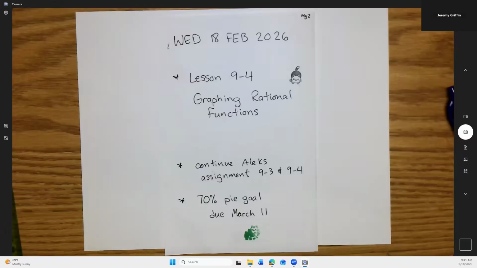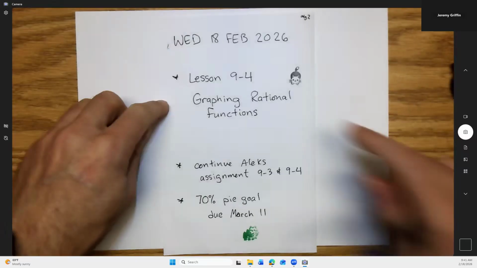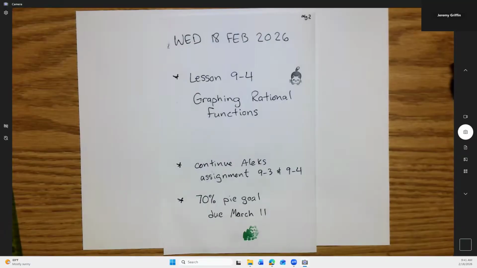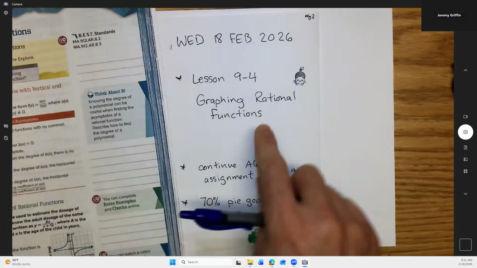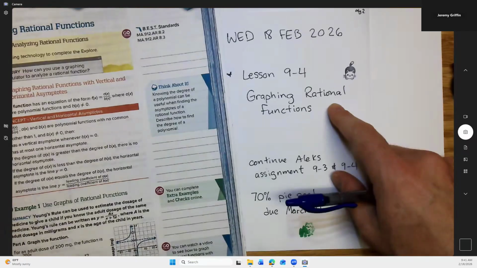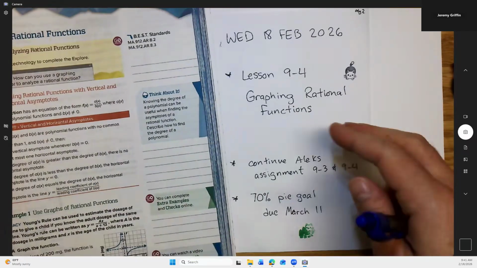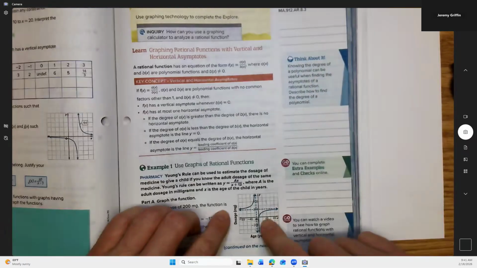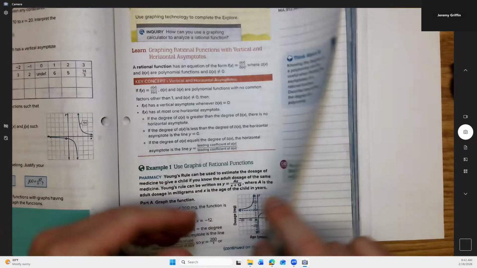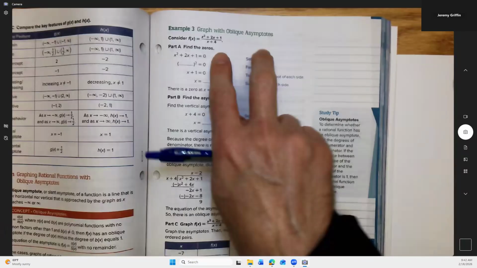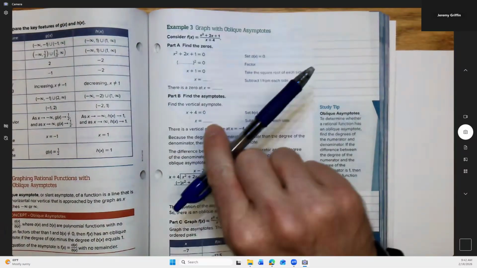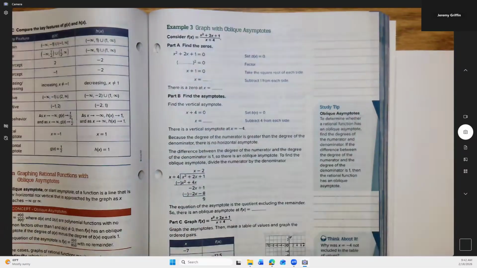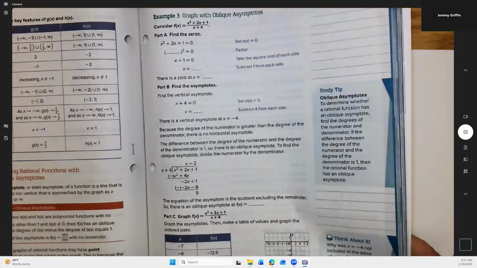It's Wednesday, February 18th. Going to do lesson 9.4 with you guys, which is more graphing. Yesterday, we were looking specifically at reciprocal functions. This is actually not that different. It's rational functions, but there's some fun examples in here. We'll be looking for vertical and horizontal asymptotes. But there's a new concept that shows up, called oblique asymptotes. You get an asymptote that's like a diagonal. So we're going to do a couple of those.